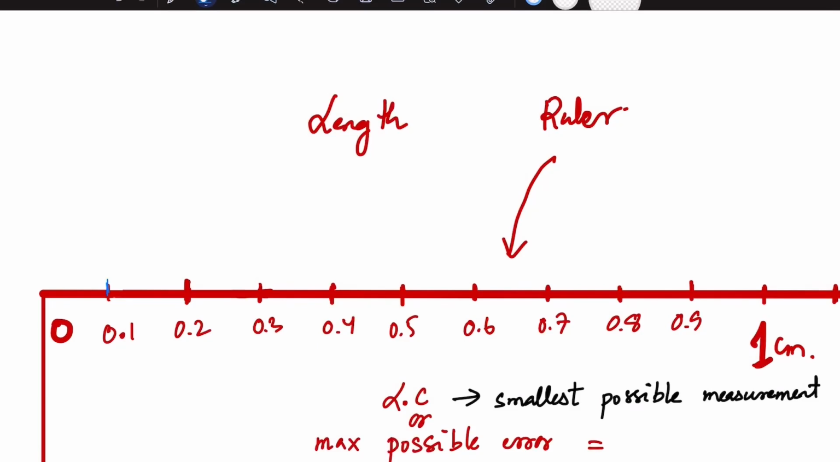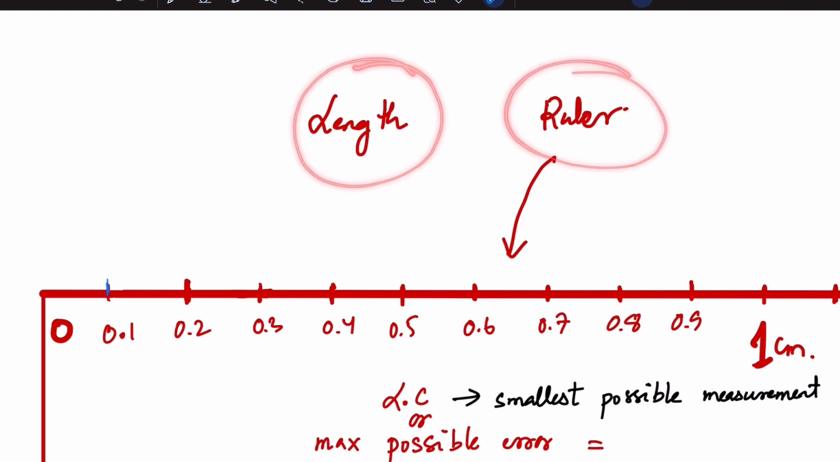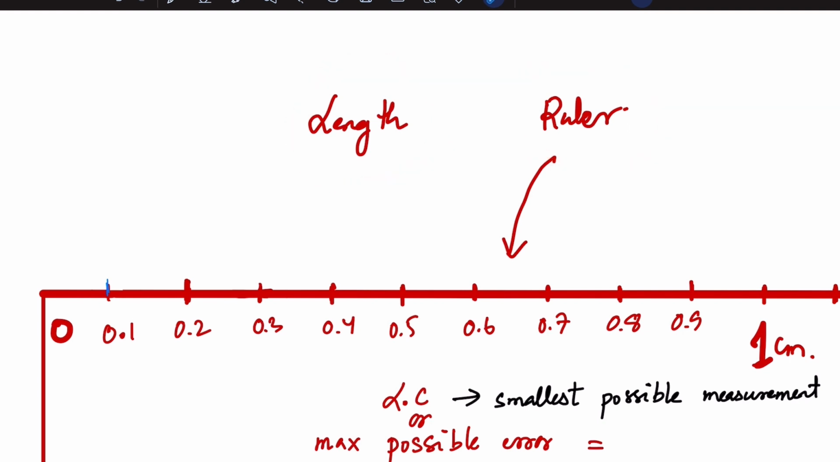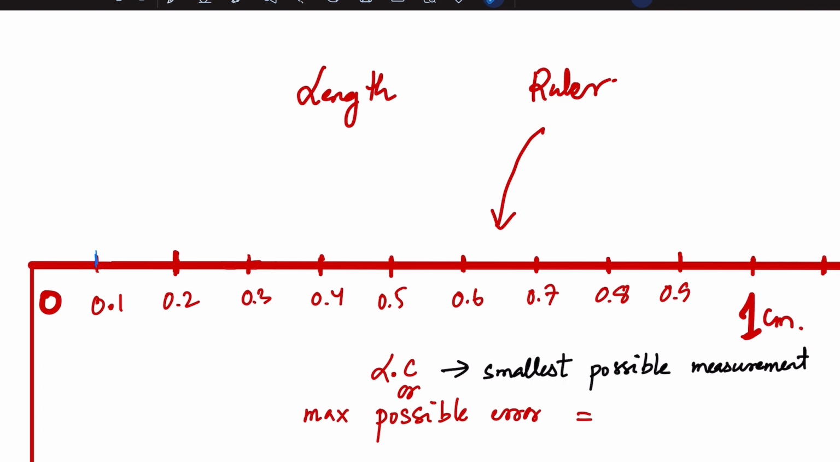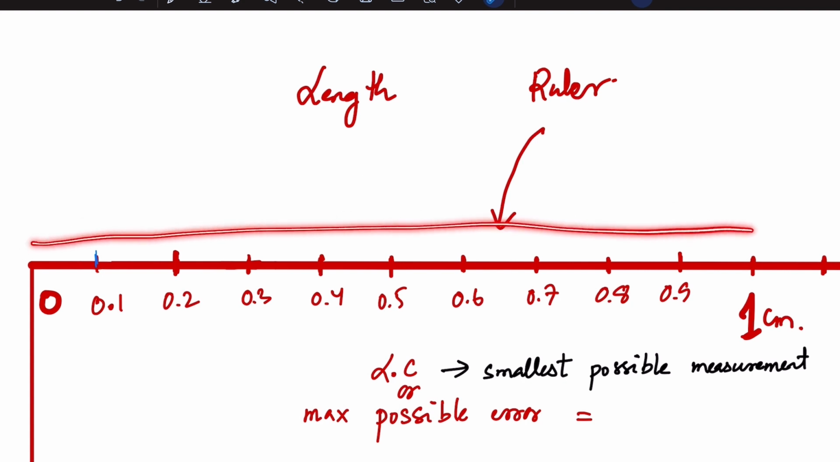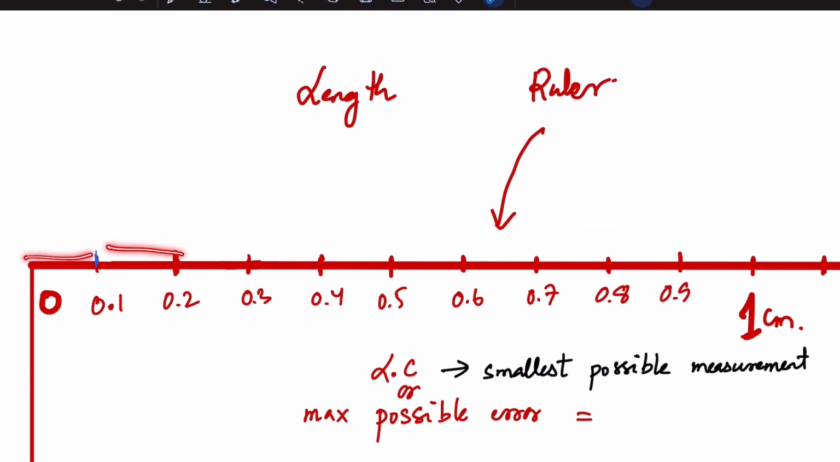I want to find the length of an object, so I need a ruler. So this is my ruler here. It's 1 centimeter, and I have divided this into 10 equal divisions.